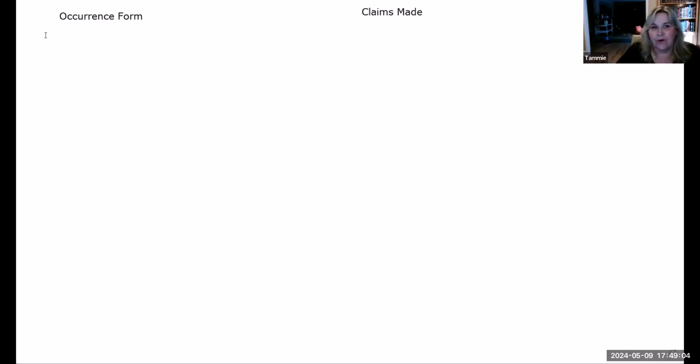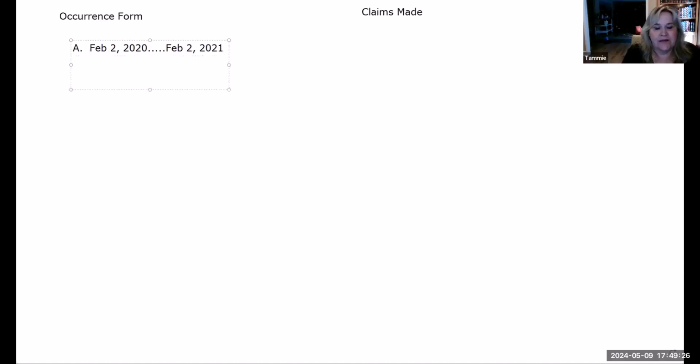Now, when we're talking about an occurrence form, let's say, for example, we have a policy from February 2nd, 2020, just making this up, and it renews on February 2nd, 2021. We're going to call this policy year A. Then it's going to renew. So the first policy goes February 2nd, 2020 to February 2nd, 2021. Then we renew it on February 2nd, 2021 to February 2nd, 2022. That's typically how our renewals go.